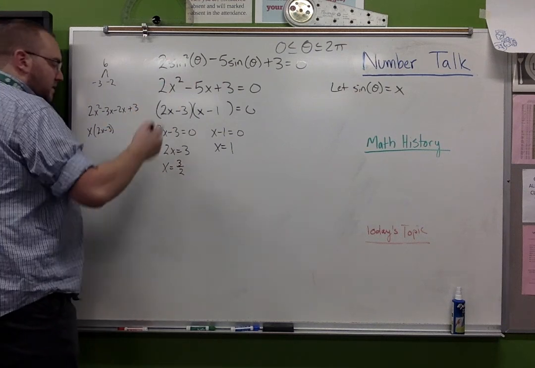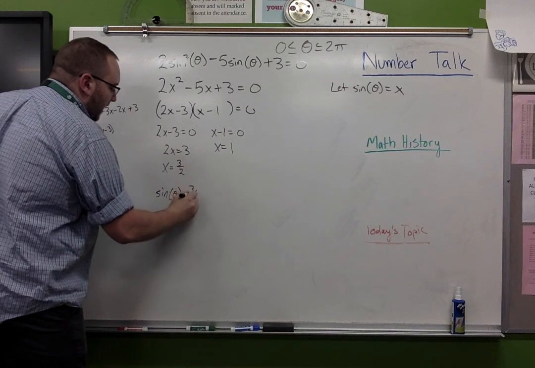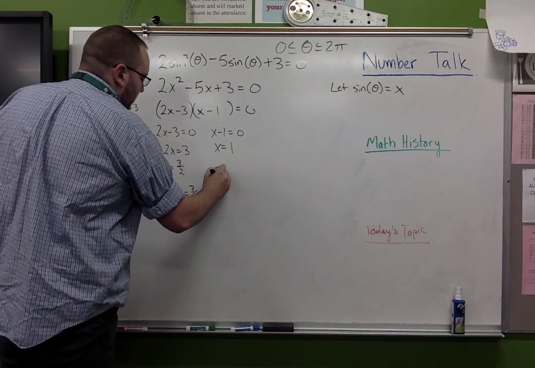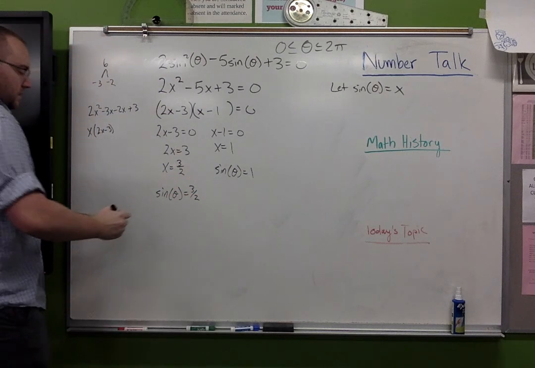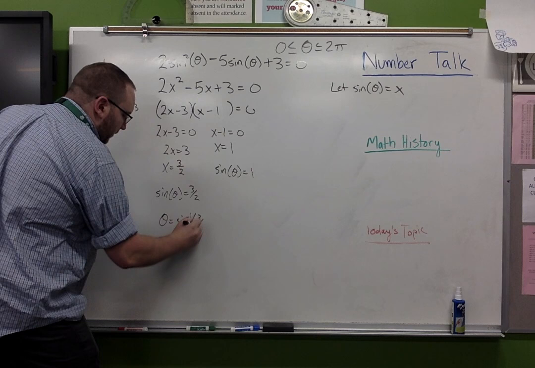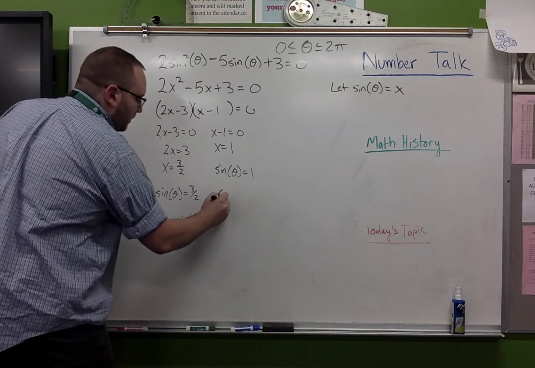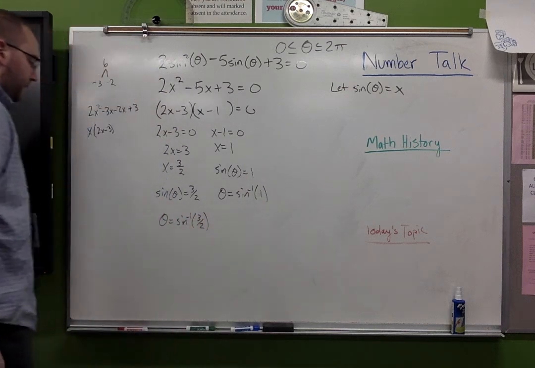So now convert back to sine. So sine of theta equals 3 halves. Sine of theta equals 1. Take the inverse both sides. Theta equals sine inverse of 3 halves. Theta equals sine inverse of 1.